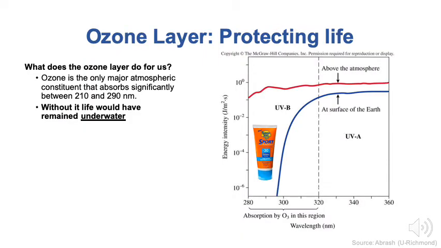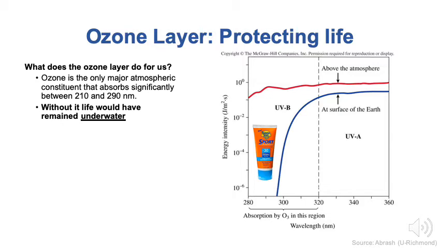Okay, and so what that means for us is that ozone is the only major atmospheric constituent that absorbs significantly between 210 and 290 nanometers from the sun. So this is incoming solar radiation here. Remember, visible starts at about 400 nanometers, so just off to the right. Here we're in the ultraviolet range, so more violet than visible violet light. The red line shows the incoming solar radiation as a function of wavelength, and the y-axis is energy intensity, so you see joules per meter squared per second. Joules per second is watts, so this is just watts per meter squared coming in at each wavelength.